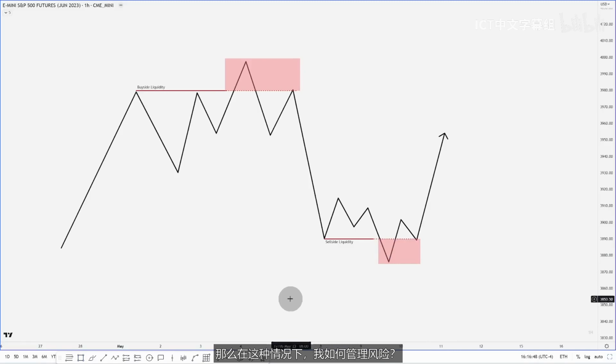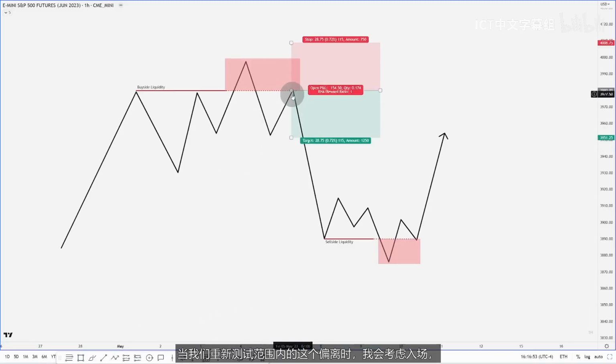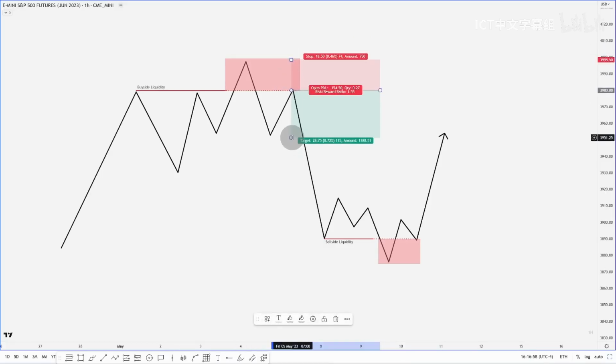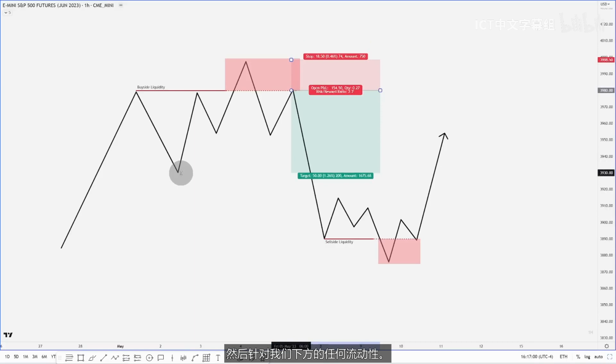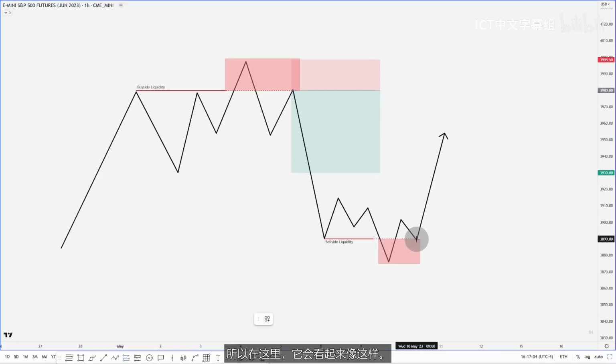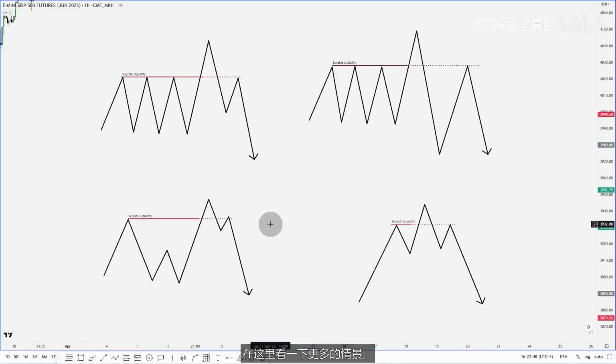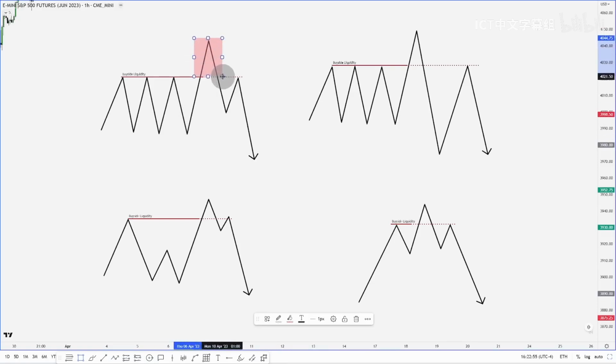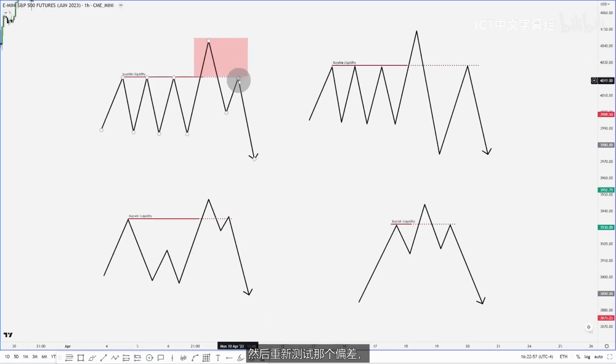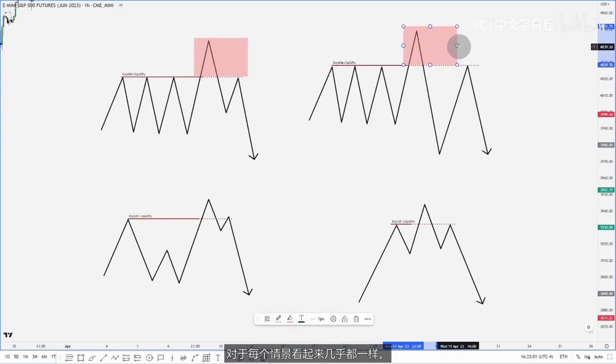Now, how do I manage my risk in this scenario? I'm looking to take an entry when we retest this deviation from the range with my stop on the current high, and then targeting whatever liquidity we have below. So over here, it would look something like this. Looking at a few more scenarios here, we have a consolidation range, a deviation, and then a retest of that deviation right there. And it looks about the same for each scenario.